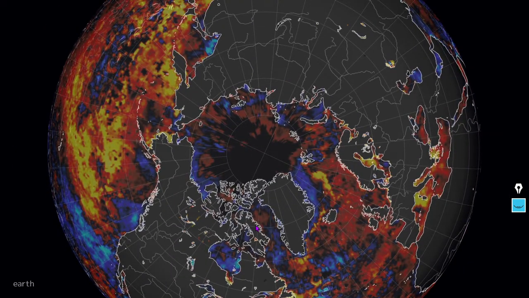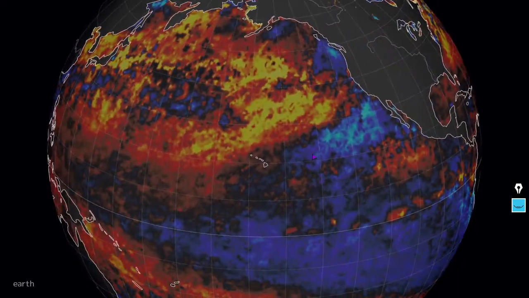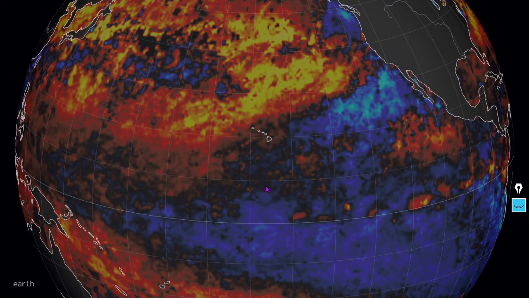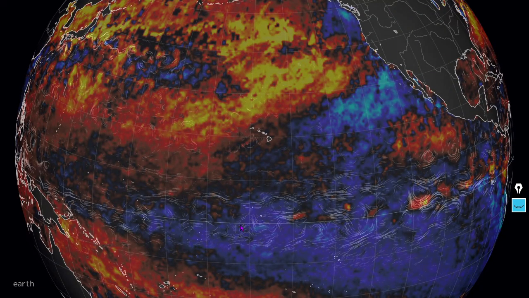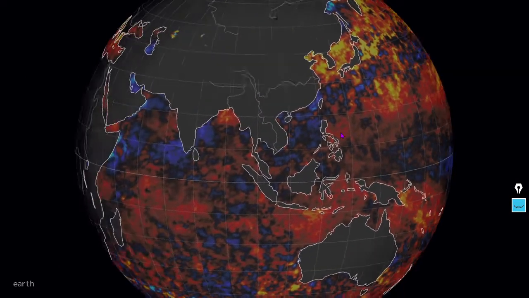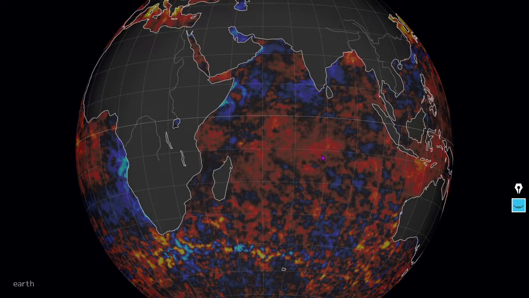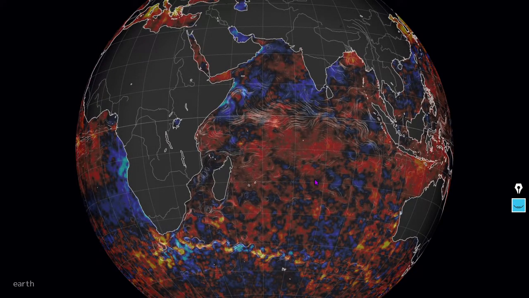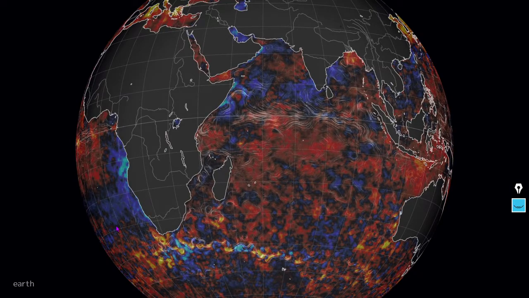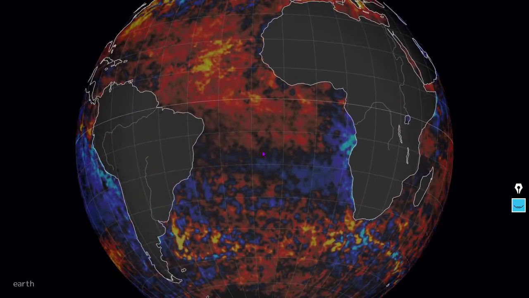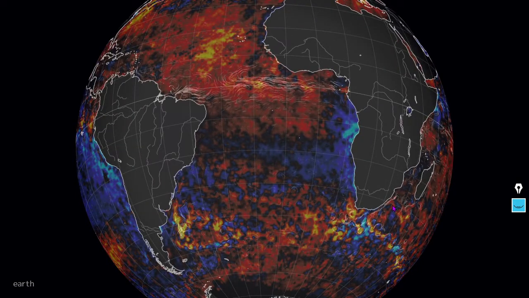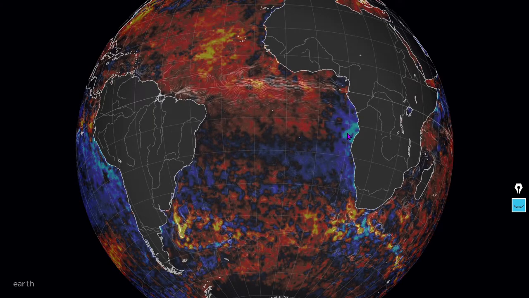Some anomalously cold water around Greenland. Temperatures are normal around Hawaii. What's the Indian Ocean looking like? Who knew there's a current that goes right across the Indian Ocean like that? And here's the South Atlantic. Very cold off the Atlantic African west coast.